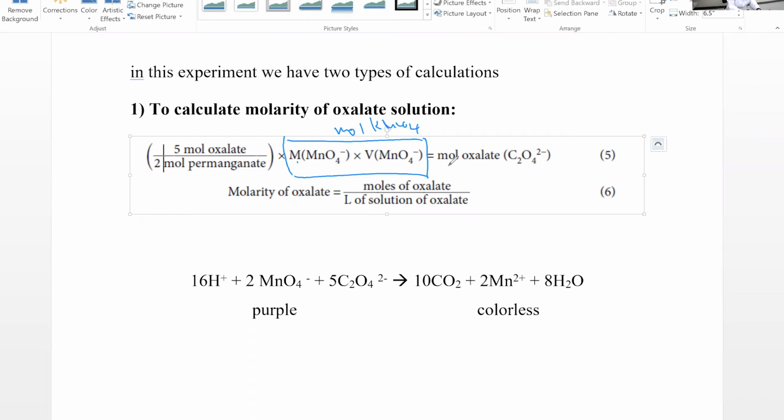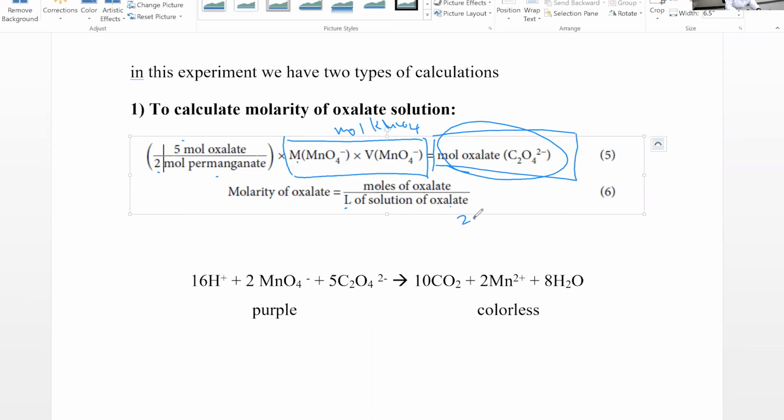But if you want the moles of oxalate, every 5 moles of oxalate is 2 moles of permanganate. So you have to multiply by 5/2. And that would give you the moles of oxalate ion. Molarity for oxalate ion, because that's what we are trying to figure out, is going to be number of moles of oxalate ion divided by liter, or the volume of oxalate solution in liter.